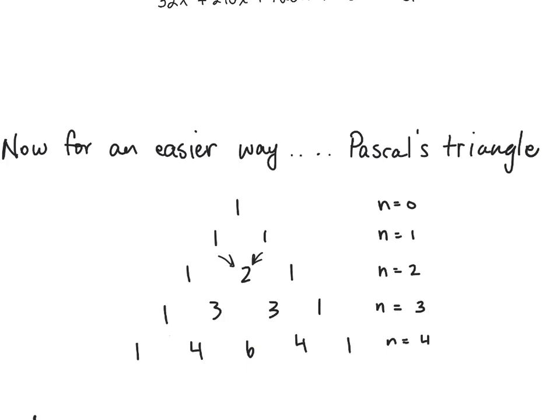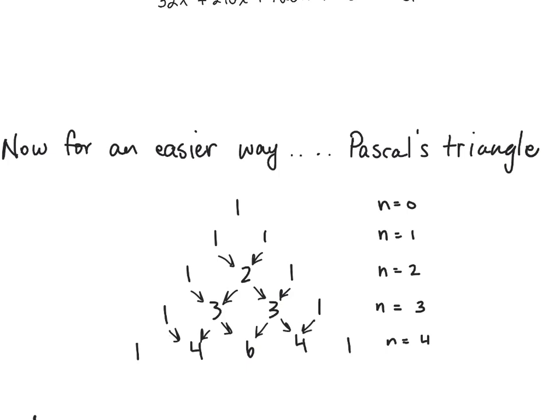This 3 right here, for example, you add the two terms above it. 1 plus 2 gives us a 3. Same thing here, this 2 and this 1. Or here, with this 4, we add the 1 and the 3. For the 6, we get it from the 3 and the 3, the 1 and the 3.